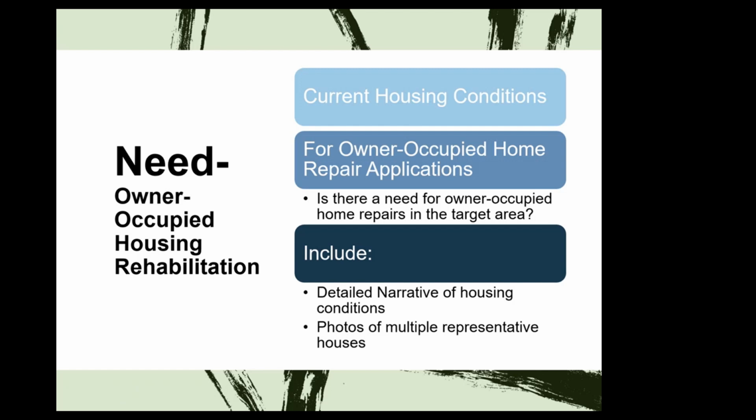Most of our applicants are very good at demonstrating that there is a need in the area, and you have, of course, selected a target area that will garner you more points. As a part of need, again, we're looking at a detailed narrative of your housing conditions, and we are asking for photos of multiple representations, not the homes that you say you've chosen to rehab. We're looking at multiple representations of the homes in the area that need assistance.